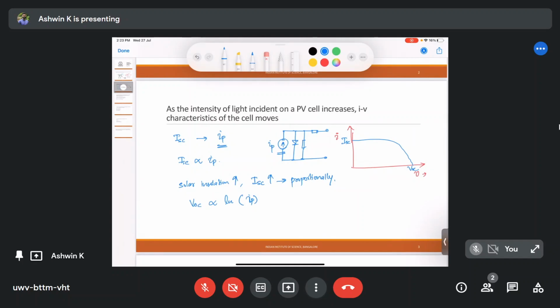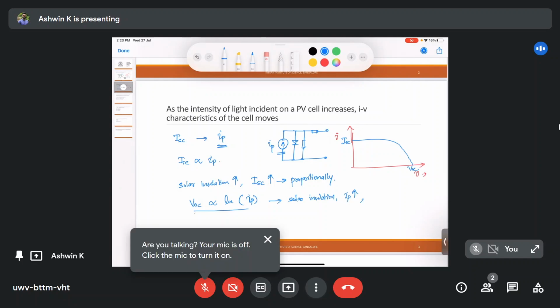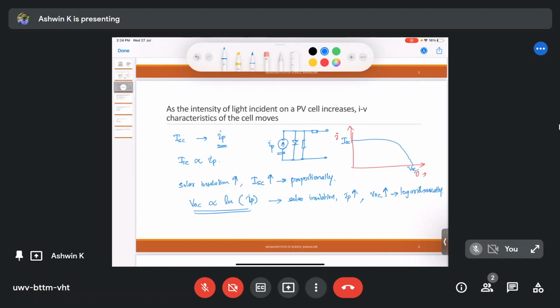So when the solar insolation increases, we know that our IP increases. If your IP increases, based upon this equation, your VOC should increase, but it should increase logarithmically. So we have seen that your short circuit current increases proportionally and your open circuit voltage increases logarithmically.